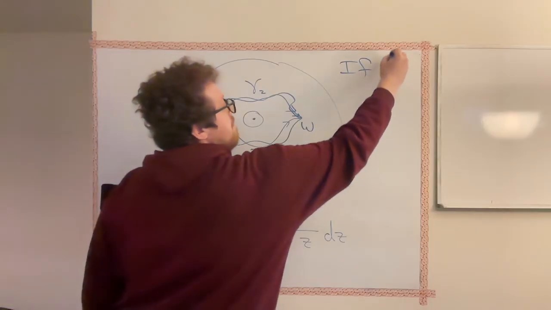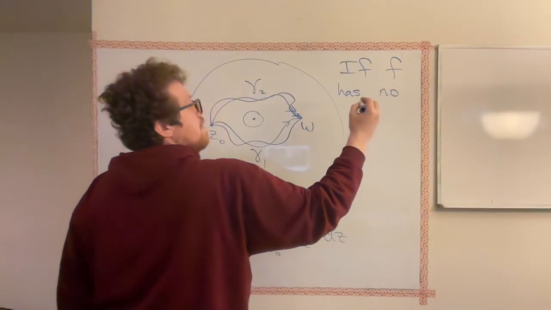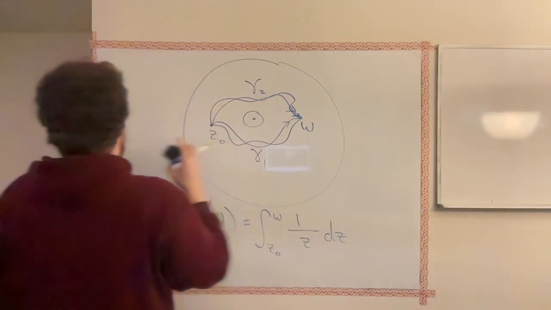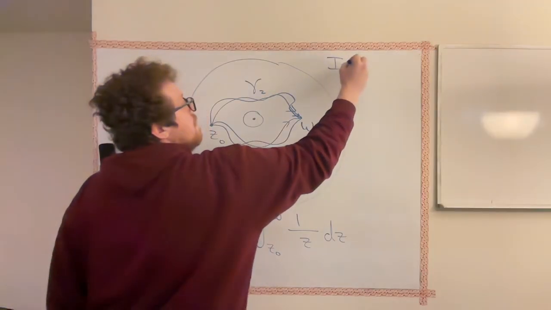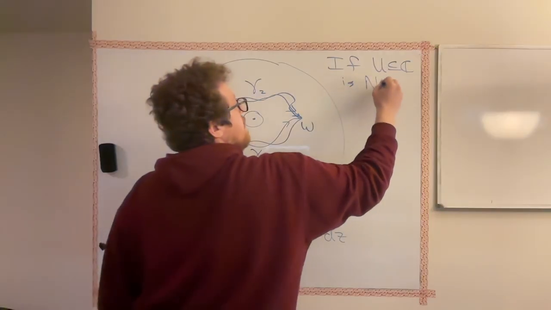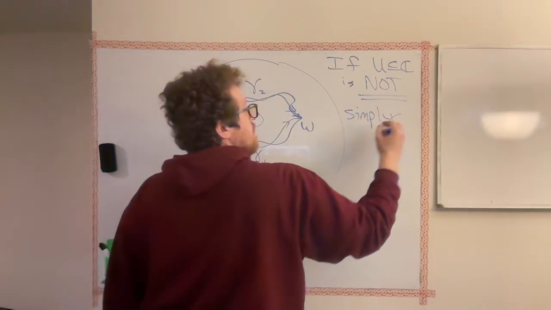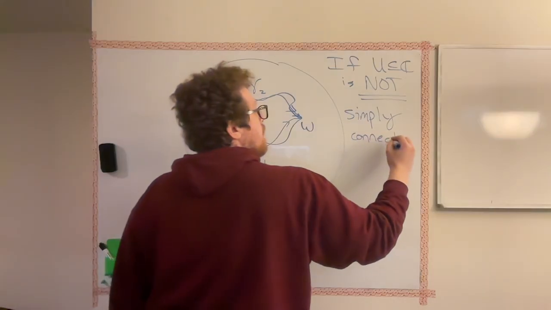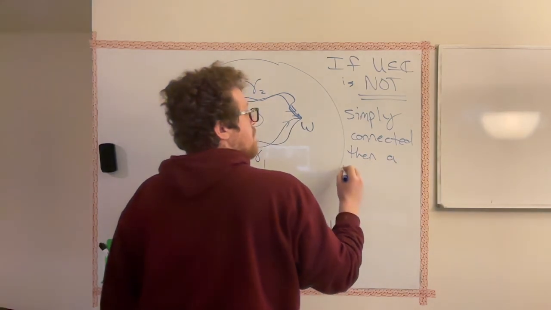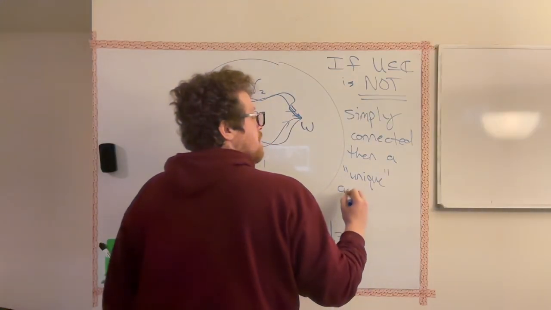So if the domain U is not simply connected, then I'll put it in quotes for now, a unique antiderivative need not exist.